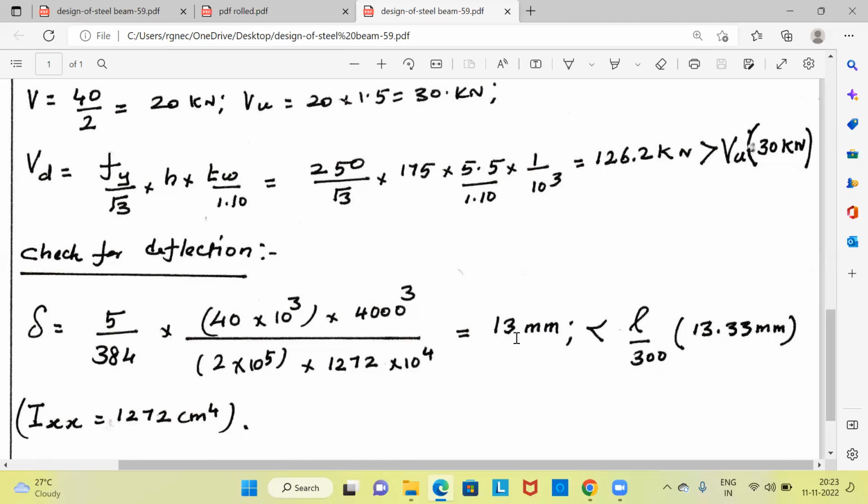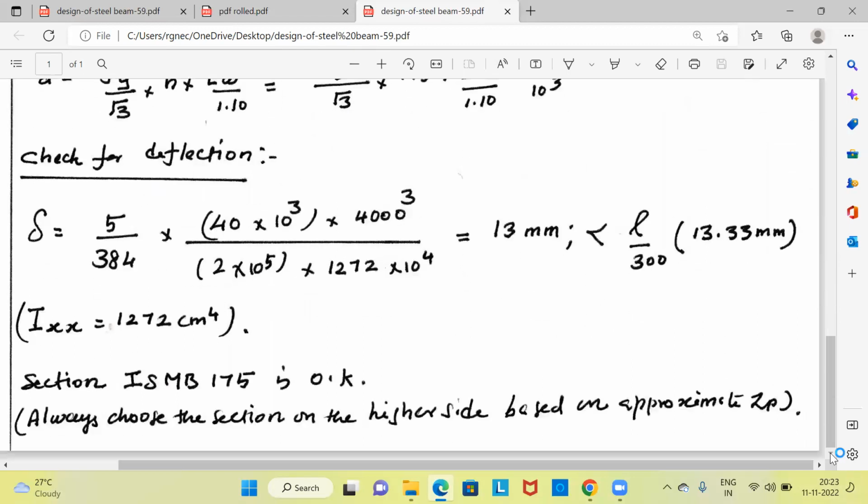In case any of these checks, shear check or deflection check, is not fulfilled, you simply write, use the higher section. If it has not passed, you can write, we can use ISMB 200. We need not revise the entire calculation. Here it has passed all the tests. Therefore, ISMB 175 is the final design. In case it fails any check, just increase the section to the next level. If ISMB 175 has not passed deflection check or shear check, increase the section to ISMB 200. Calculation need not be revised.